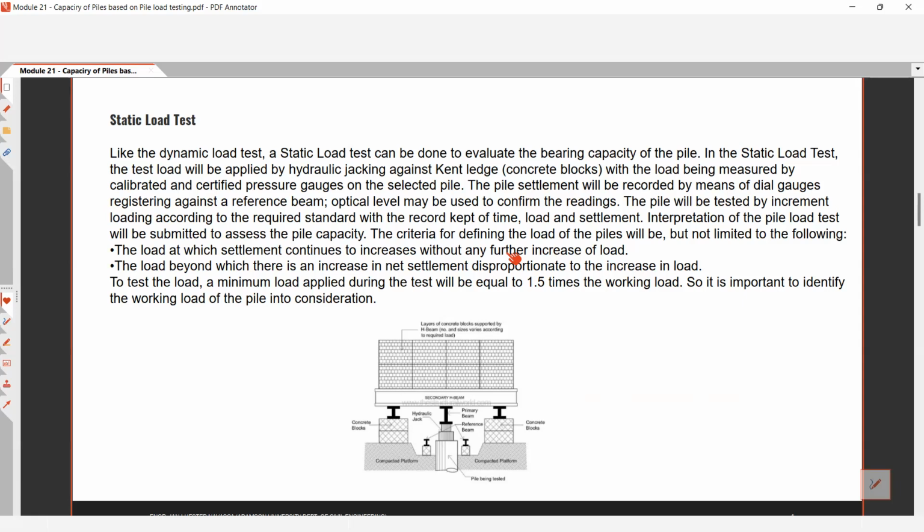The other one is the load beyond which there is an increase in net settlement disproportionate to the increase in the load. For example, the increase in the settlement is not proportionate to the increase in the load, because this is a static load test. So this is linear. To test the load, the minimum load applied during the test will be equal to 1.5 times the working load. So it is important to identify the working load of the pile into consideration. So that is the static load test.